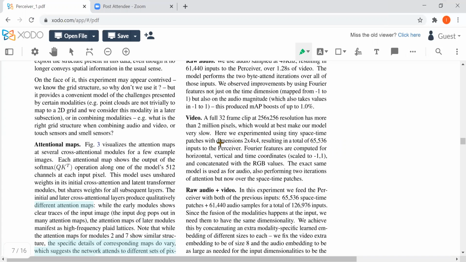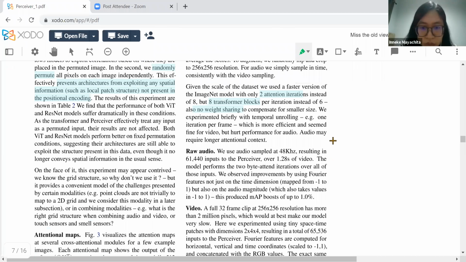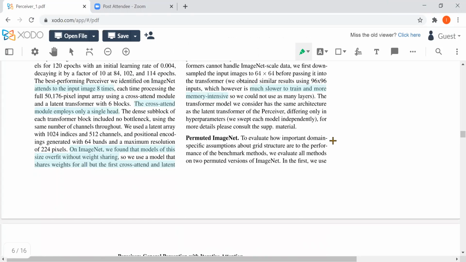Thanks. Yeah, here they put an explanation. I think they just unroll this for the time dimension, which they mention here. So we get rid of those 4 dimensions in the video.